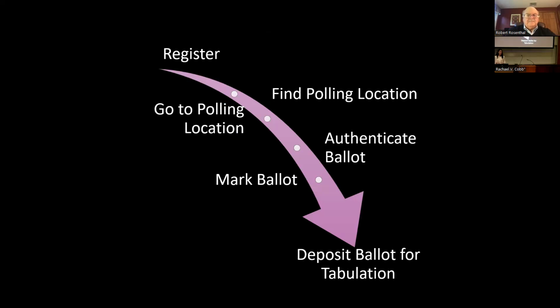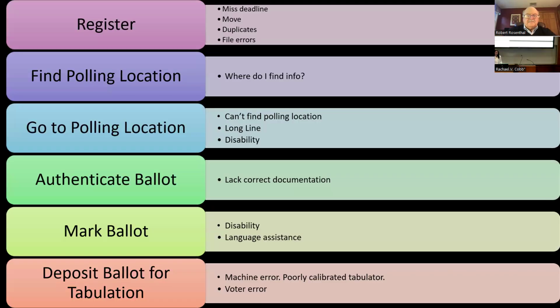So there's a long way to get to that process of finally depositing that ballot for tabulation through the registration, finding it, marking it, and depositing it. And there are a lot of things that can go wrong along the way. So all of these concerns that we've noted present issues for each of the steps along the way that themselves are tricky. So it may be that I've moved, or that there's a duplicate of my voting record, or there's some sort of file errors.